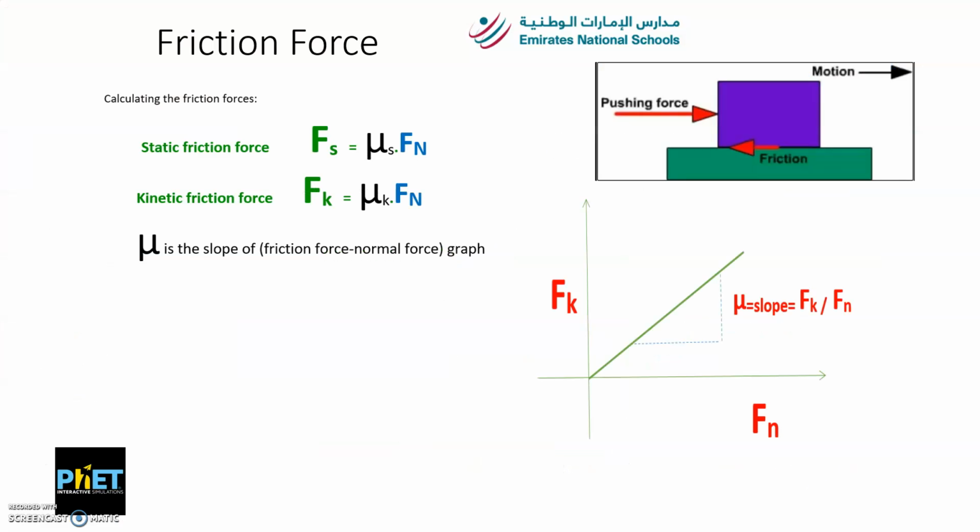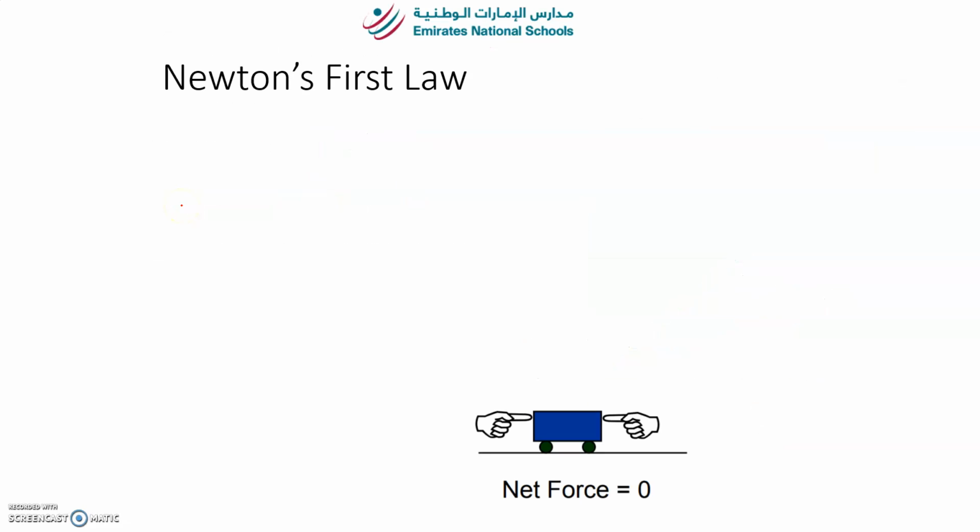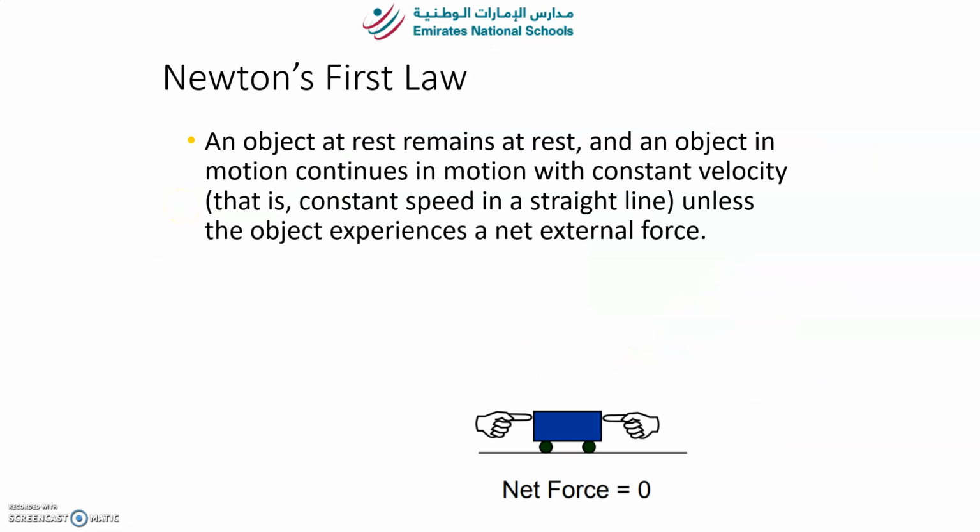If I draw a relationship between the friction and the normal force, I will get a straight line. The slope of this straight line, as we did in the lab, equals the coefficient of friction, whether static or kinetic. Then we studied Newton's first law. Newton's first law is the law of balance or equilibrium.